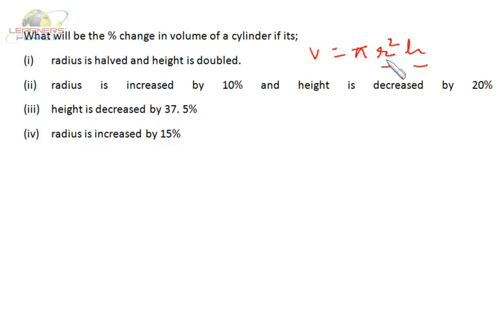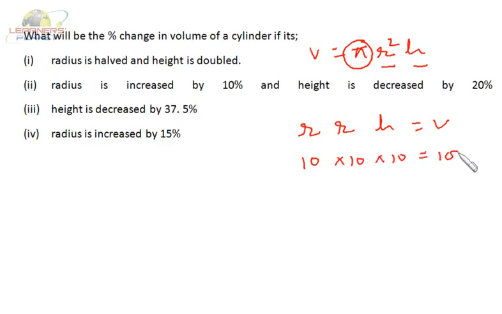Initially we'll be having the value of radius as 10 and value of height as 10, and definitely pi is constant over here, so we are not going to consider it. So initially the volume is r r h is the volume. So it's 10 into 10 into 10 is equal to 1000.